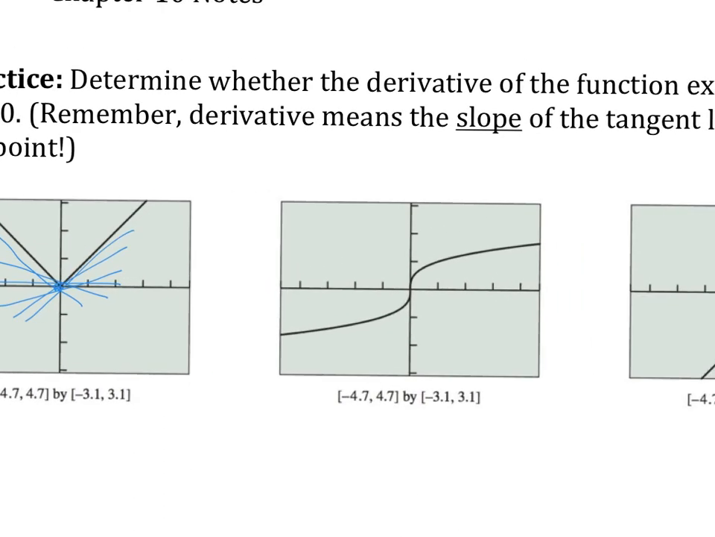The second one is this one, the derivative at x equals 0. So if you have to draw a tangent line at x equals 0, it will have to be a straight up and down line. And for a straight up and down line, the slope is going to be undefined. So this one also does not have a derivative.